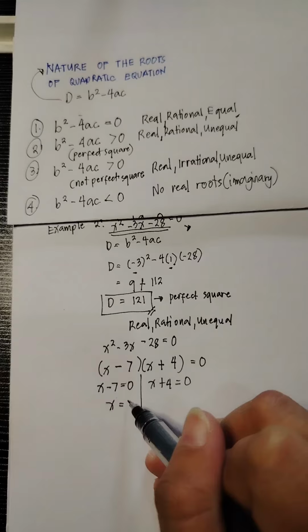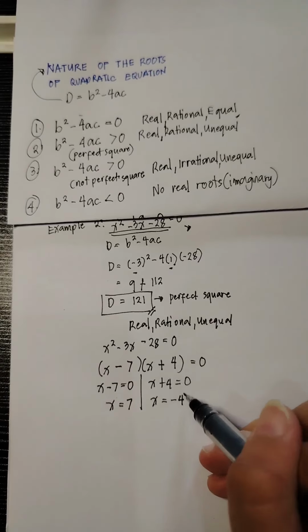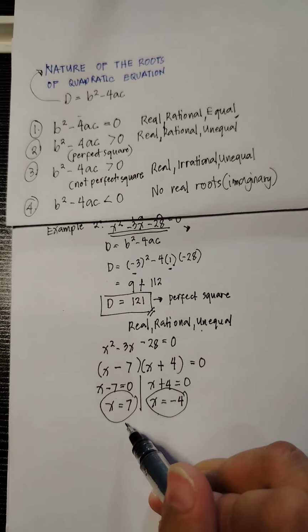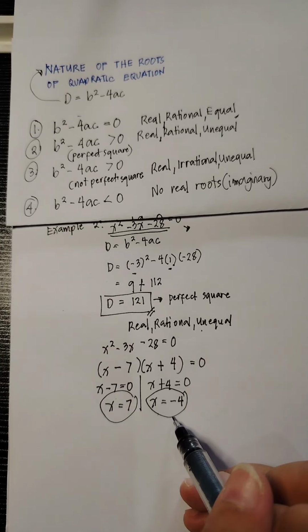Then solve for x. x is equal to 7. x is equal to negative 4. So as you can see, we have two real roots, two rational numbers, and unequal roots, which are, the first one is 7 and the other one is negative 4.